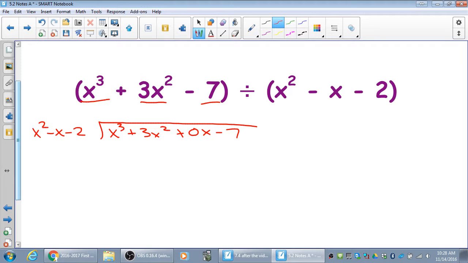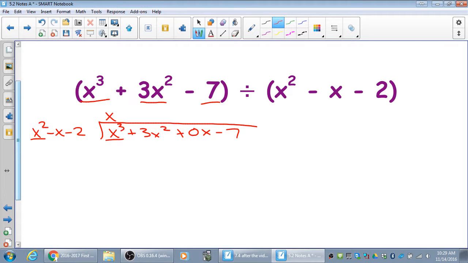You will want to put the zeros in. If you don't, it's not impossible to do, but close to it. It makes it very difficult if you don't put those zeros in. Now we ask ourselves, what do you take times x squared to get x to the third? We don't care about the rest. We don't care if there's 2 more terms or 5 more terms. It doesn't matter. We take x times x squared to get x to the third.